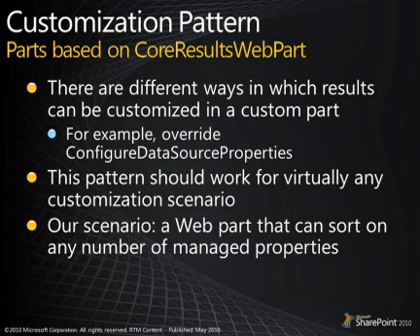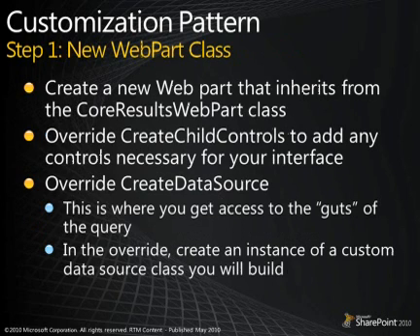There are many ways in which search results can be customized using the core results web part. In fact, we just completed a walkthrough showing one example that overrides configure data source properties. This pattern should work for virtually any customization scenario. The first of three steps is where we create a new web part which inherits from core results web part. In addition to overriding configure data source properties, which you saw me do in the walkthrough previously, there are two methods which you will find useful to override.